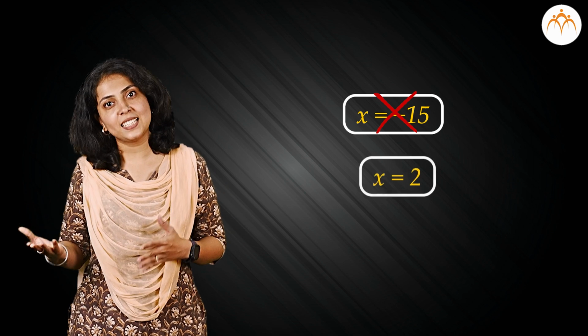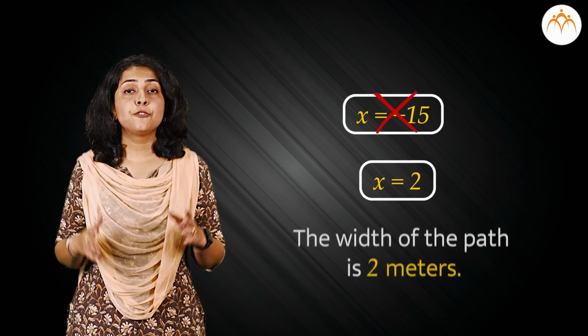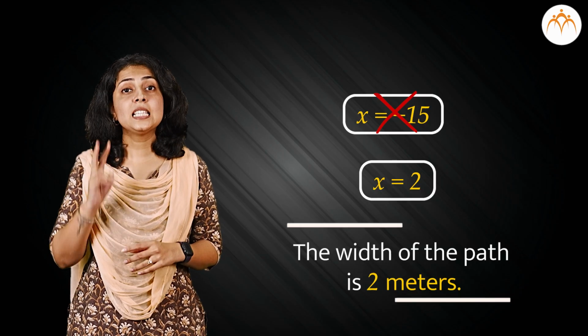However, x is equal to minus 15 is not possible because width must be a positive number. So, x is equal to 2. Therefore, the width of the path is 2 meters.